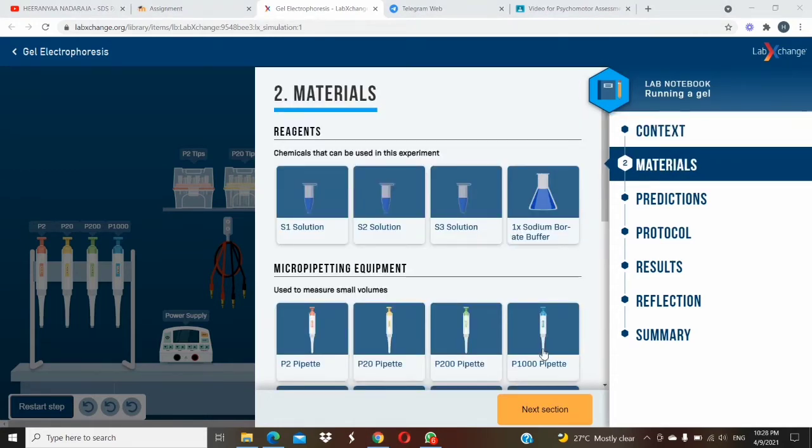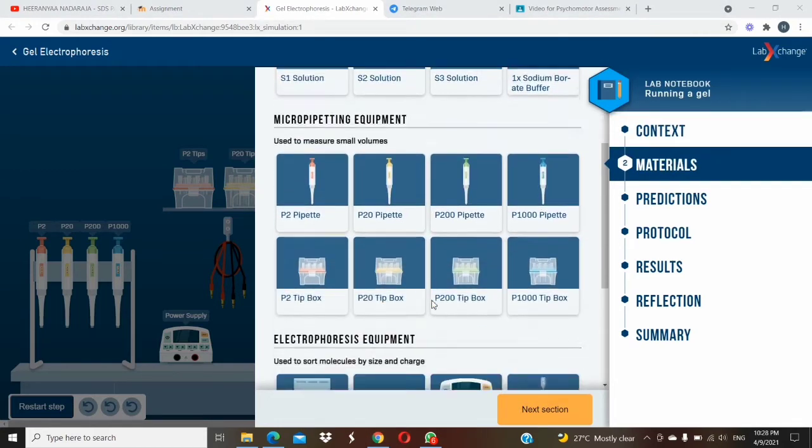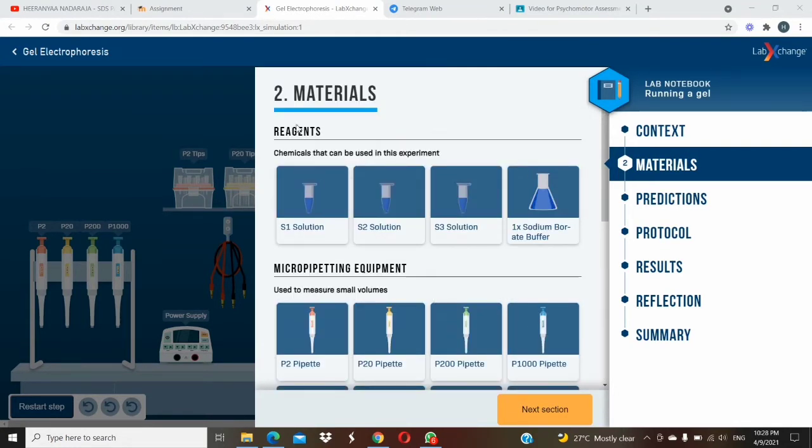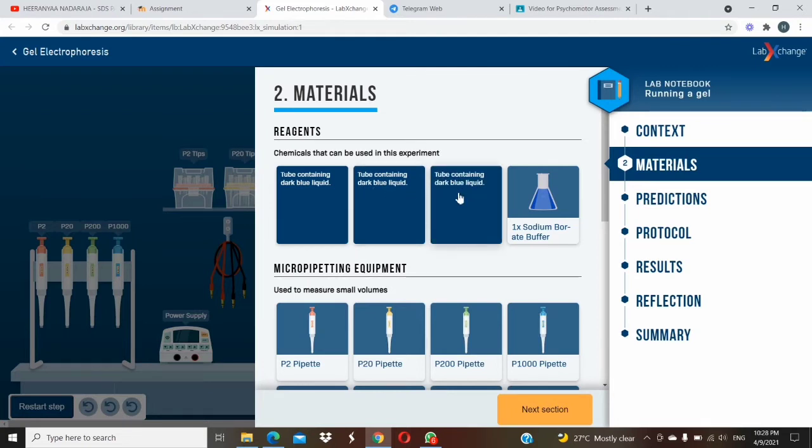Now, I would like to introduce the materials and the apparatus that we are going to use for this simulation. First, materials. Here we have some reagents to use for this experiment. S1 solution is a tube containing a dark blue liquid. Same goes for S2 solution and S3 solution. All 3 of these solutions contain the dark blue liquid.